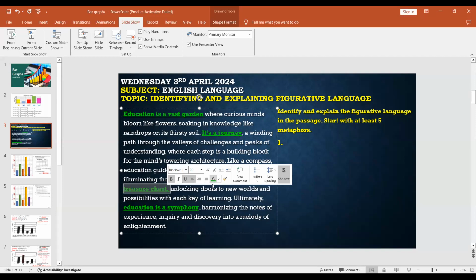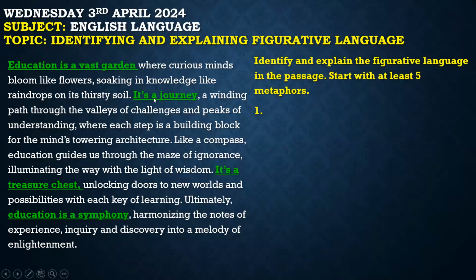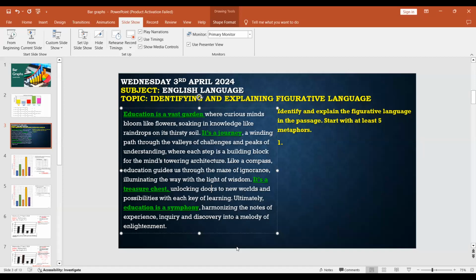What else? Education is a vast garden. Education is a journey. Education is a treasure chest. Education is a symphony. How many is that? 1, 2, 3, 4. We need one more. Anyone else see any other metaphors? Oh, there's only 4. Do you all see any other metaphors, or is it only 4? I could only see those 4 right now.